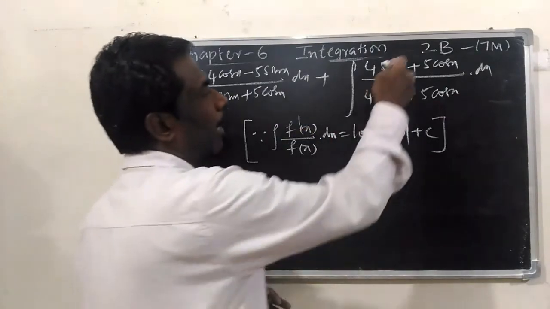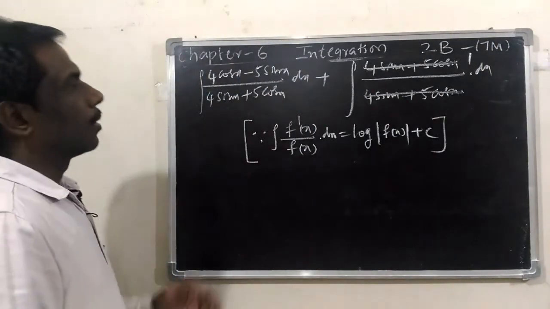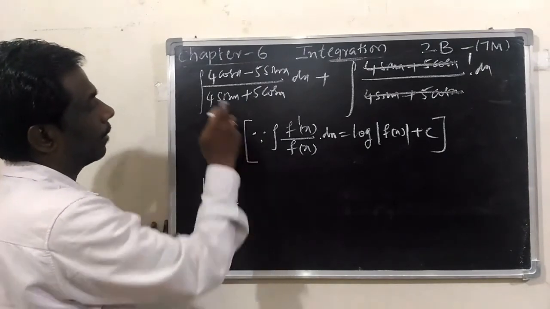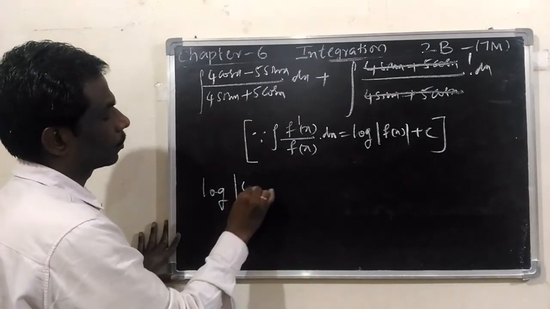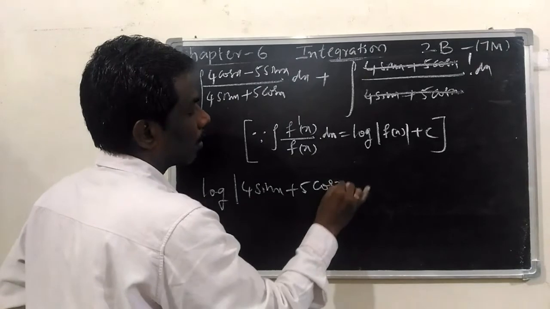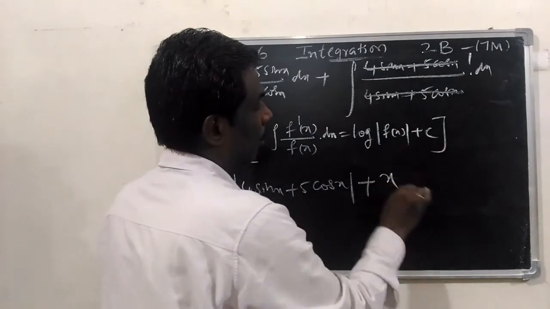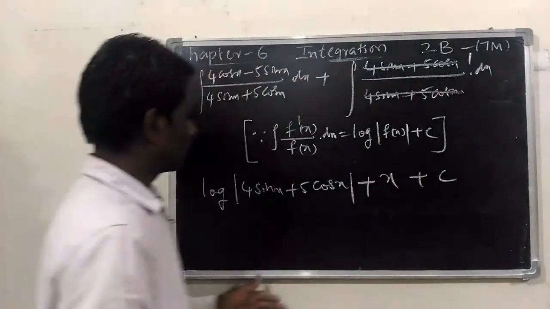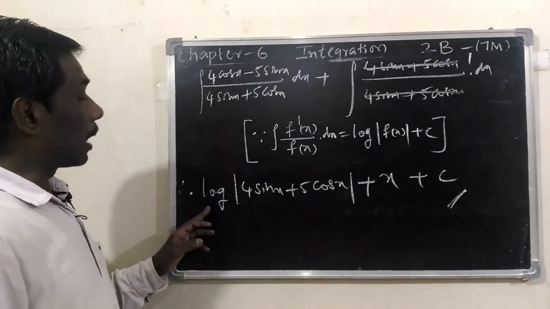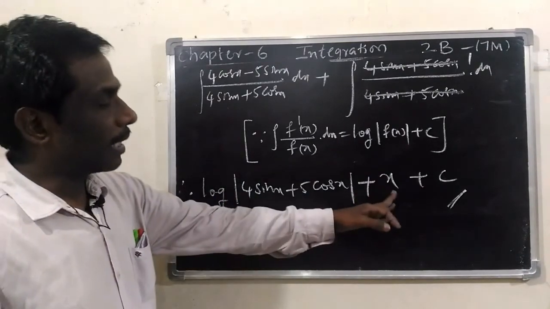And on this side, this numerator and denominator both are the same, so we cancel them one time. So for the first part we can write now log mod f of x, which is the denominator, 4 sin x plus 5 cos x, and plus the integral of 1. The integral of 1 is x plus c. So this is the final result. What is the final result? Log mod of 4 sin x plus 5 cos x plus x plus c.